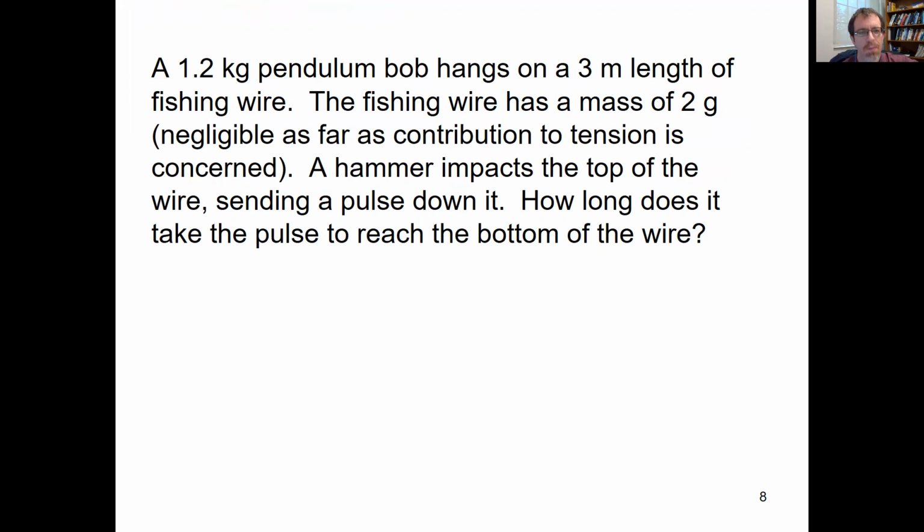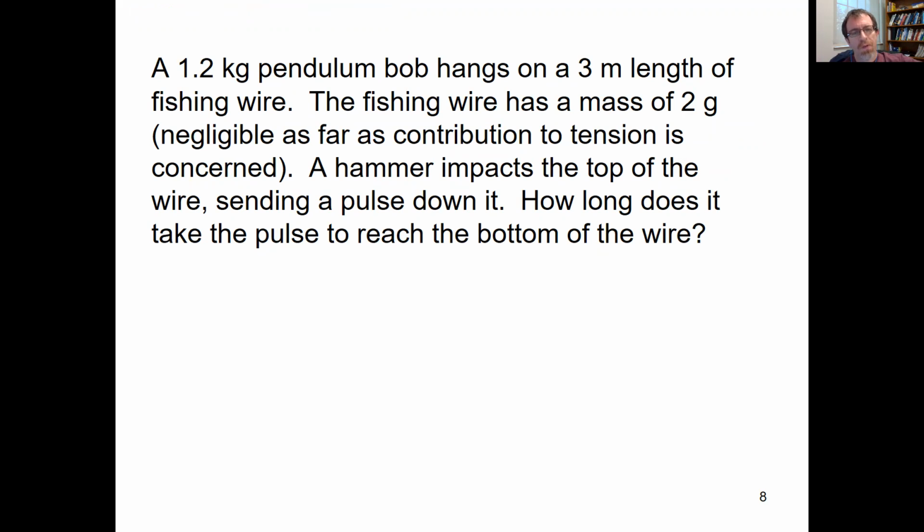Guitars are great. This particular problem is more of, let's put something together so that we have an example. So let's talk about this one. We've got a 3-meter length of fishing wire that we've pinned to the ceiling. One end is pinned to the ceiling, the other end is free, and from that free end we're going to hang a mass, a 1.2 kilogram pendulum bob hanging from the string.